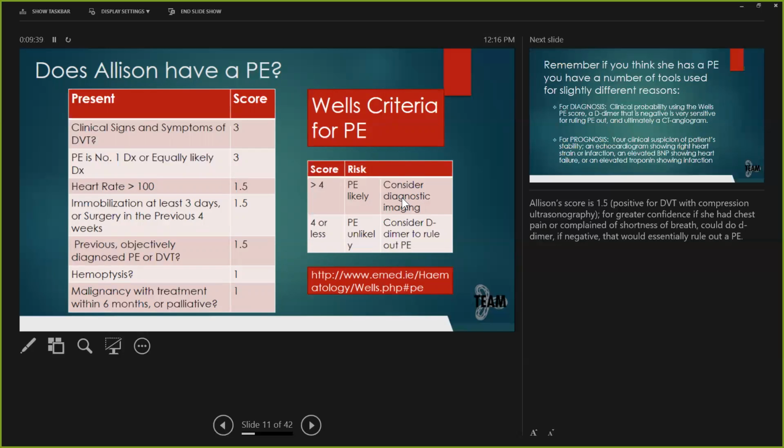And if they are high or intermediate probability, we treat those patients for PE, and if they are low probability, we say the patient is very low risk. If it's 4 or less, you consider a D-dimer to rule out a PE again.